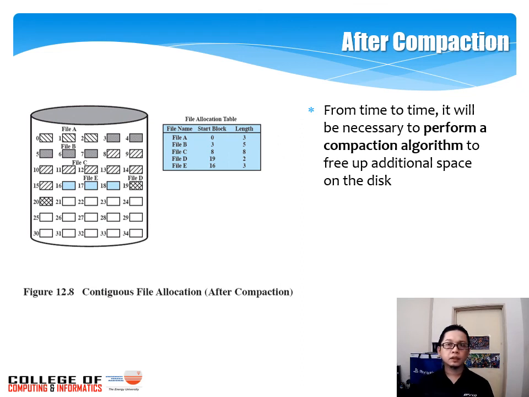So after the space is given and the space is populated by the allocated process, from time to time the system will perform a compaction algorithm to free up additional space so that it can be properly managed and given to the next file that will perhaps use the memory space.